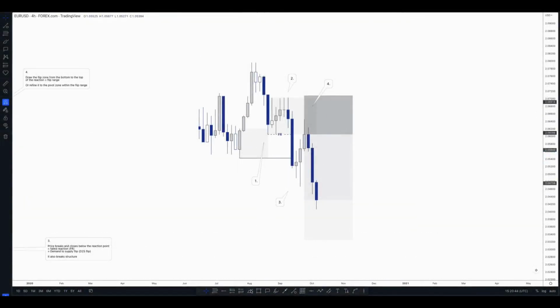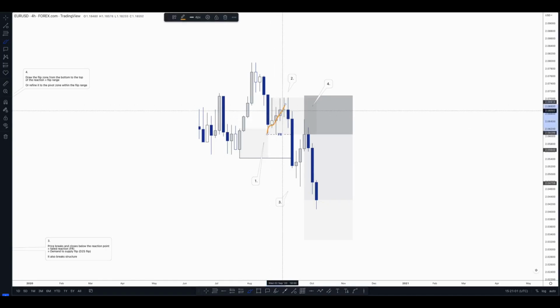So this is a demand to supply flip. So again, bullish market structure. This demand leads to a break of the high. Okay, so it's valid demand. Price comes into the demand. If it's going to do its job, what should it do? It should react, and it should lead to a break of structure. It should break the high. In this instance, it fails to do so.